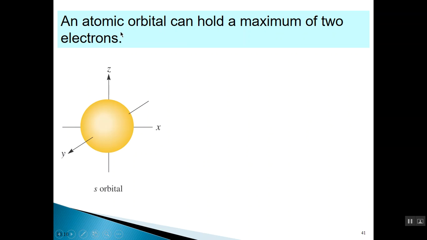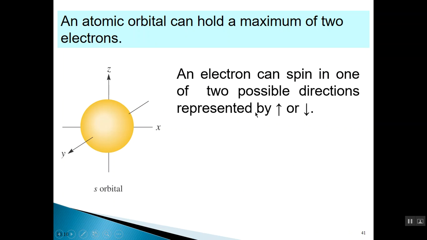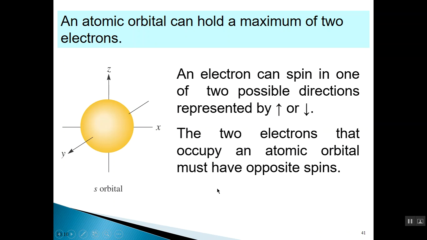Now, this statement right here is true for any orbital, not just an s orbital. An atomic orbital can hold a maximum of 2 electrons. So each orbital, including an s orbital, can have a maximum of 2 electrons. If those 2 electrons are occupying the same orbital, they must be spinning in opposite directions. We use arrows to indicate the direction of spin: one arrow pointing up representing the electron spinning in one direction, and an arrow pointing down representing the electron spinning in the opposite direction.